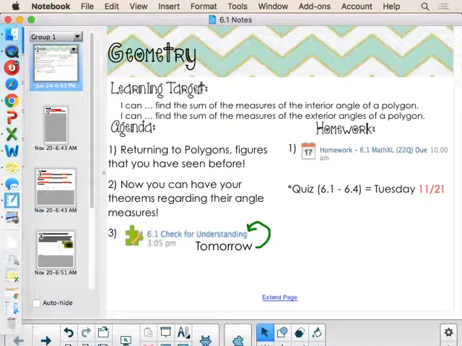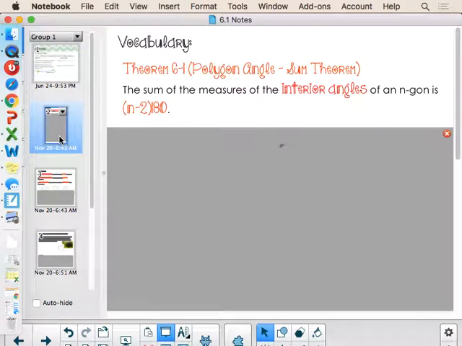Today we're focusing in on sum of angle measures both inside and outside the polygon, so let's begin. The very first thing I need to start off with is theorem 6.1, which is the polygon angle sum theorem. What this theorem allows us to do is find the sum of the measures of the interior angles of an n-gon. And when I say n-gon, that's just me saying a polygon with n sides, okay?